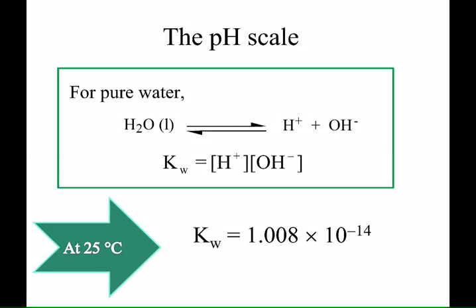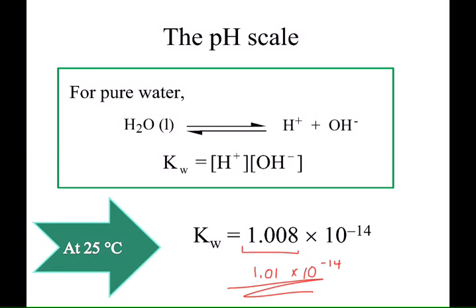in my lecture notes or on a test or something, sometimes I will round that coefficient to 3 sig figs, 1.01 times 10 to the minus 14th. So you'll just have to bear with me. 3 sig figs, the coefficient's 1.01. 4 sig figs, the coefficient's 1.008.